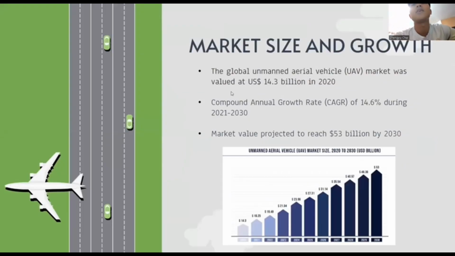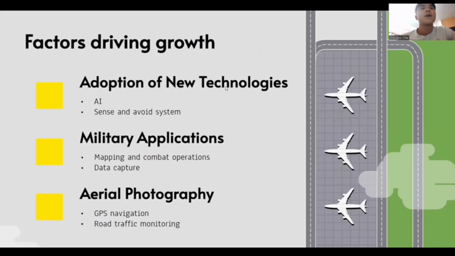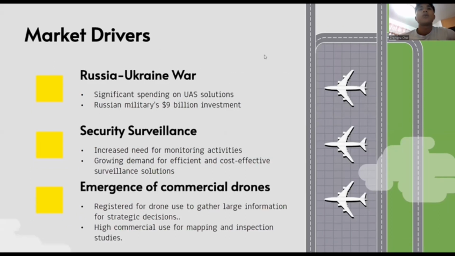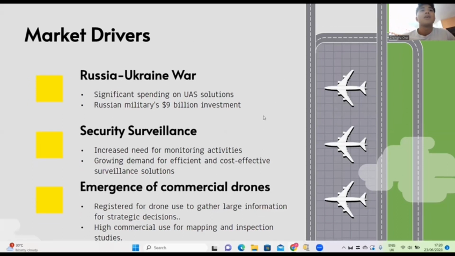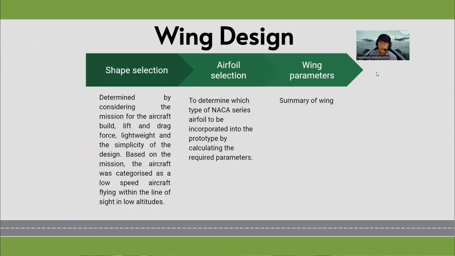This is the market size and growth of the UAV, which is you will encounter compound annual growth of 14% and market value will reach 53 billion by 2030. And the factors that drive the UAV market are the adoption of new technology, which is AI and sense and avoid systems, and second is military applications. Third is aerial photography, which is the GPS navigation. And there are drivers that drive the growth of the market, which is the Russian-Ukraine war, security surveillance, and emergence of commercial drones.